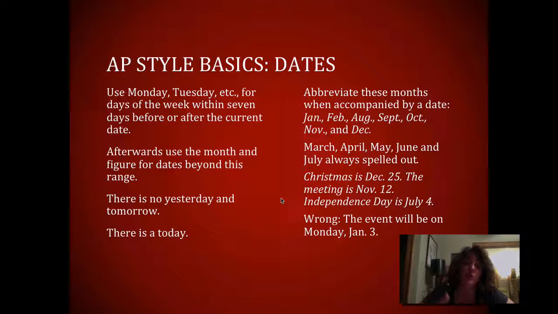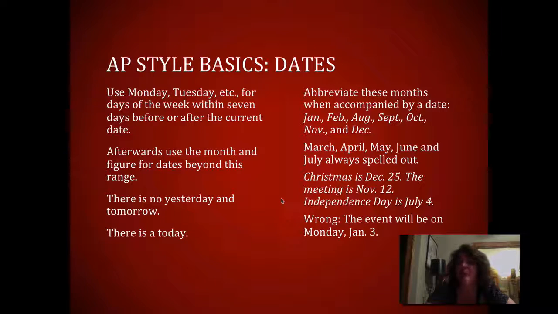And so you'll notice that if something's taking place within 7 days, either before or after our current date, we use the days of the week. So if today was Wednesday and something was happening tomorrow, we would say that it was happening on Thursday. If it was Wednesday and something happened the day before, we would say it was on Tuesday. Note that we never use yesterday or tomorrow in our stories, although we can use today.